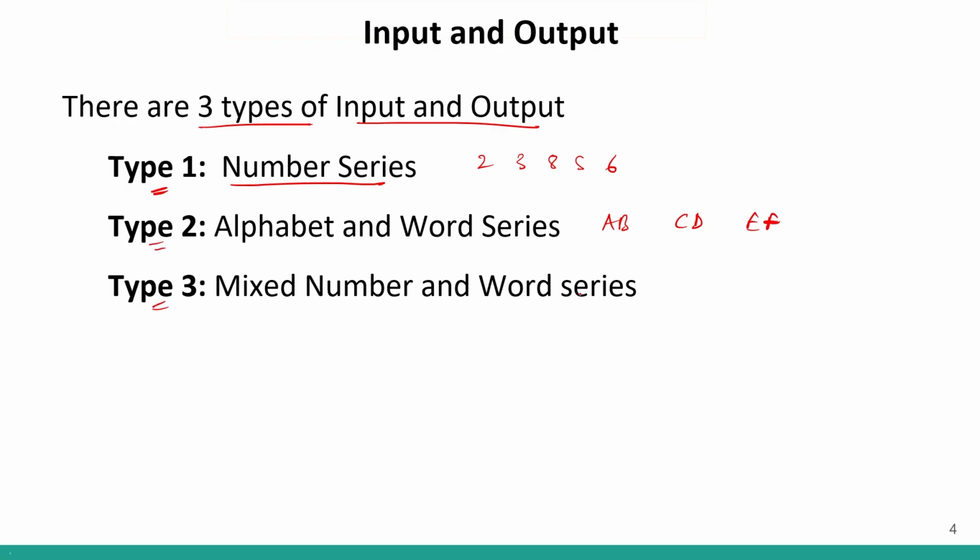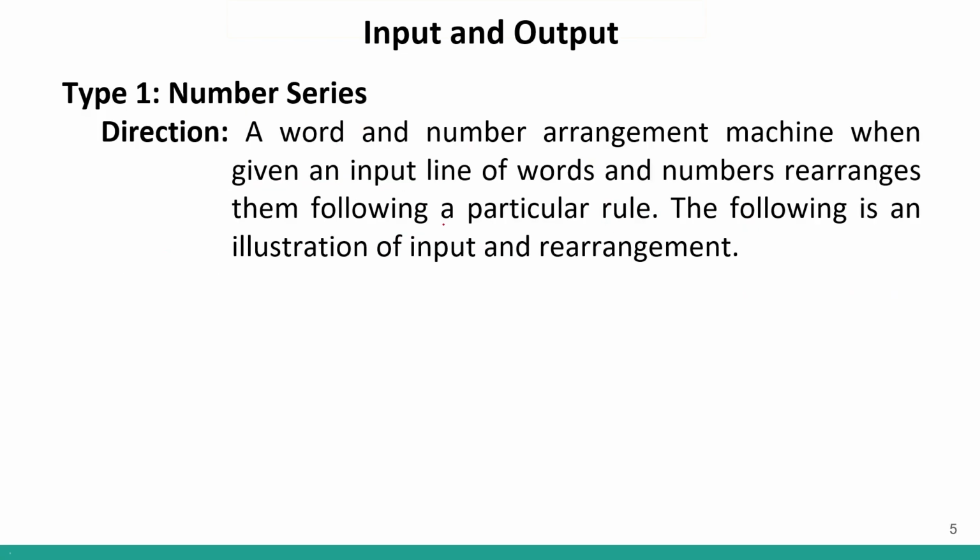And type 3 is mixed number and word series. So you can have 2, AB, 3, 4, CD, LM, something like this, a mixture of numbers and alphabets. So to understand this better, let us take help of some questions.